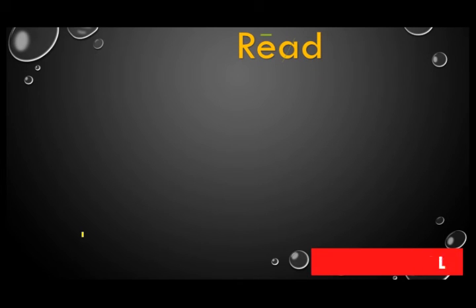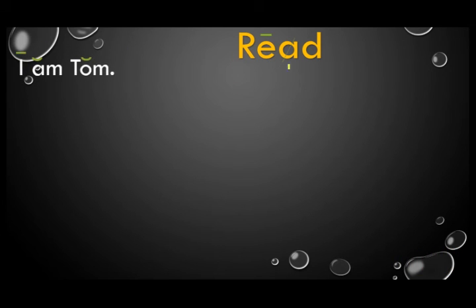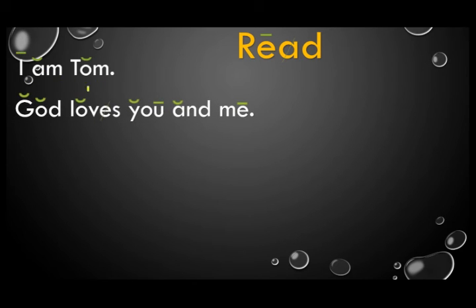Now let us read some few words, put into practice the sounds that we have learnt. Let us read. R, E, D. A here is crossed, so it's silent. R, E, D. Read. I. Remember, letter I has 2 sounds, I and E. So this is I am, T, O, M, Tom. I am Tom.